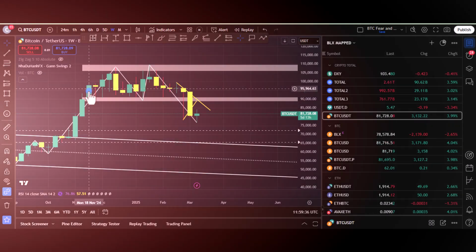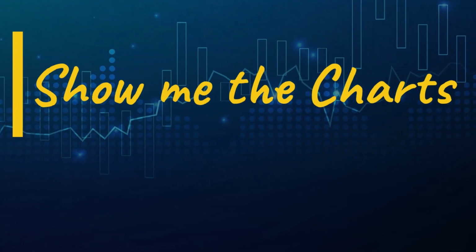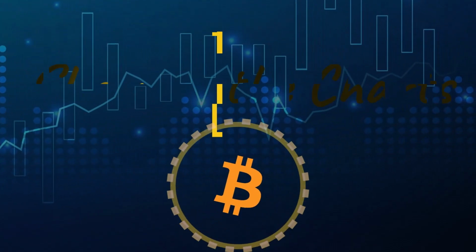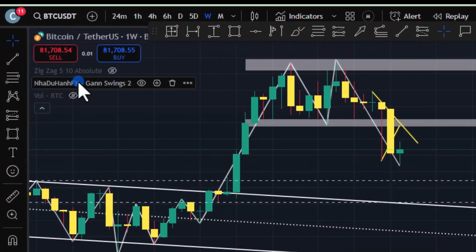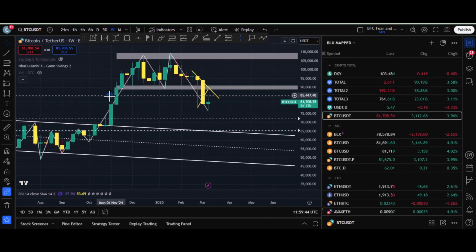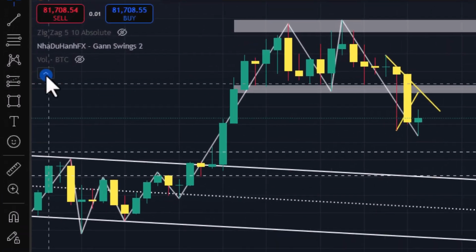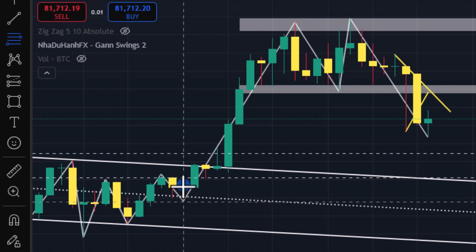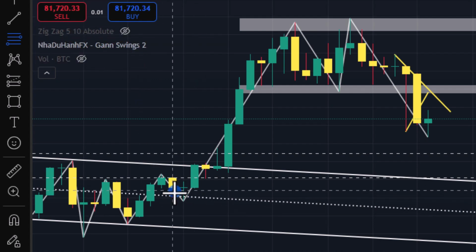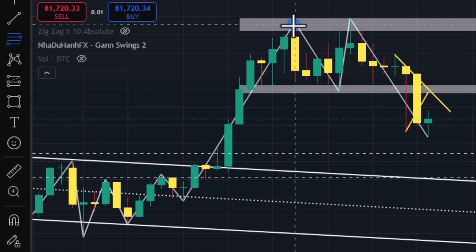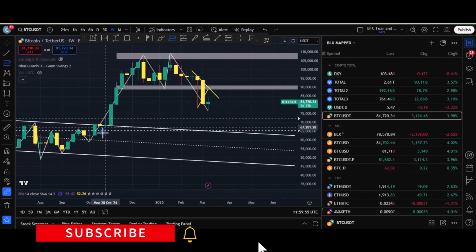Okay, let's mark out some levels here on Bitcoin. So I'm on Bitcoin on the weekly and we're going to do this together. I've currently got my Gann swings on, and what I'm going to do is back out a Fibonacci. What the Gann swings do is identify the lows and the highs depending on what time frame you're on, right? So I'm doing it on the weekly at the moment.